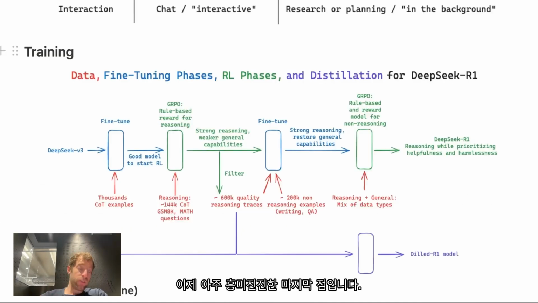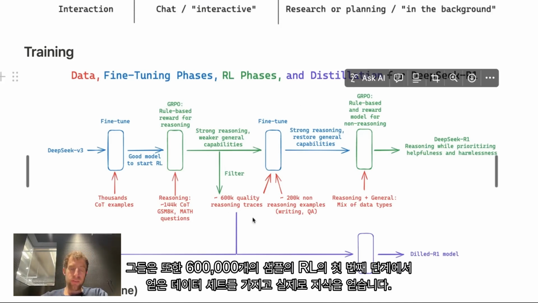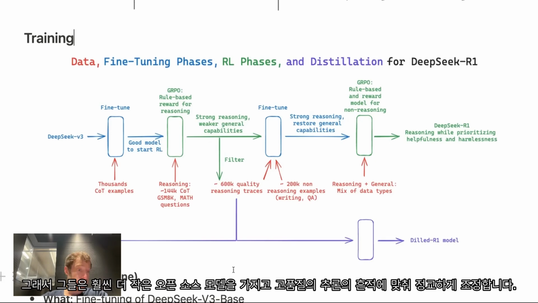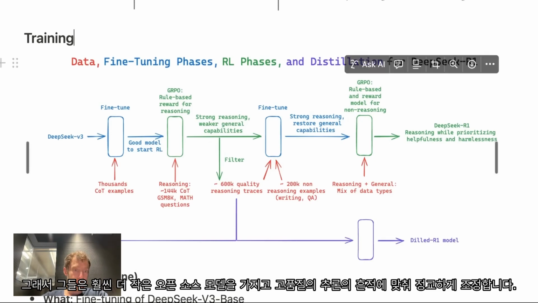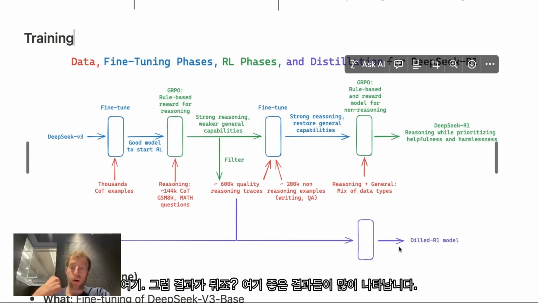Now, a final note, which actually is very exciting, and we're going to be working with more directly here: they also take that data set that they get from that first phase of RL of 600,000 samples, and they actually do distillation. So they take much smaller open source models and fine tune them on those high quality reasoning traces. And then what they get is a bunch of distilled, smaller R1 models. Pretty cool. And some of them you can actually run on your laptop, as we'll see right here.